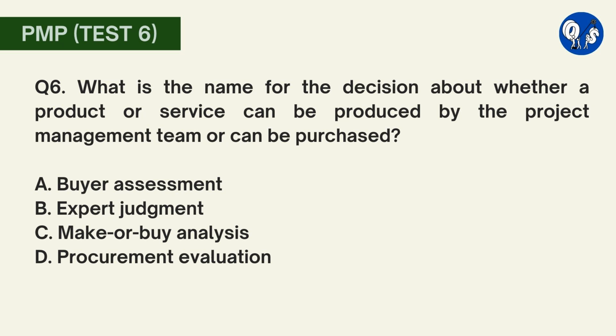Question number 6. What is the name for the decision about whether a product or service can be produced by the project management team or can be purchased? A. Buyer assessment. B. Expert judgment. C. Make or buy analysis. D. Procurement evaluation. The correct answer is C. The decision about whether a product or service can be produced by the project management team or can be purchased is called make or buy analysis.